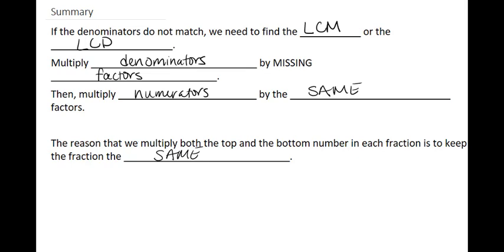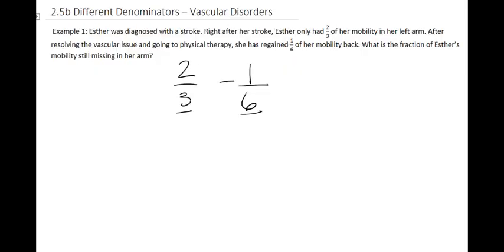So let's go back to our problem. What we want to do is the factorization of our denominators to see what we're missing in order to get them to be the same. So 2/3 is going to stay 2/3. 1/6 can also be broken out into 2 times 3, as that gives us 6. So when we look at these two numbers, we see that there's a 3 here and a 3 here. So all we're missing in the first term is a 2.